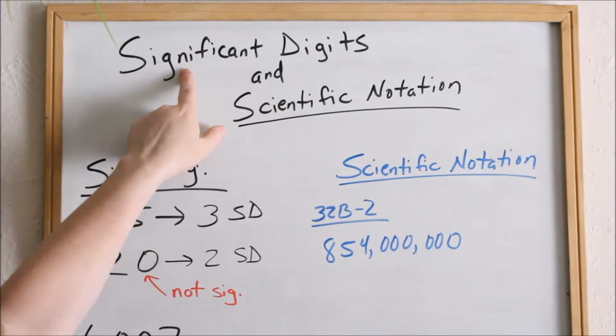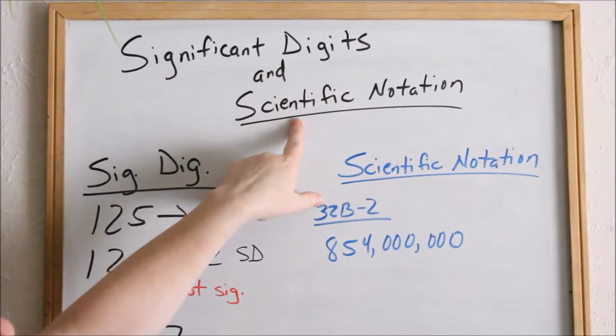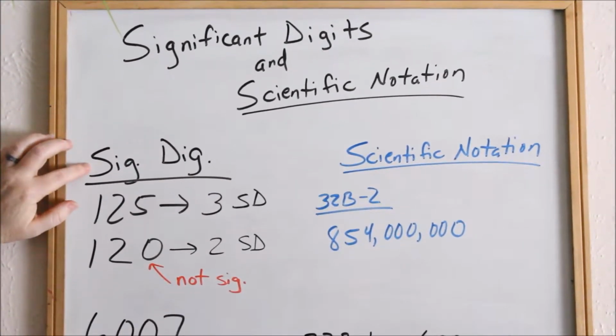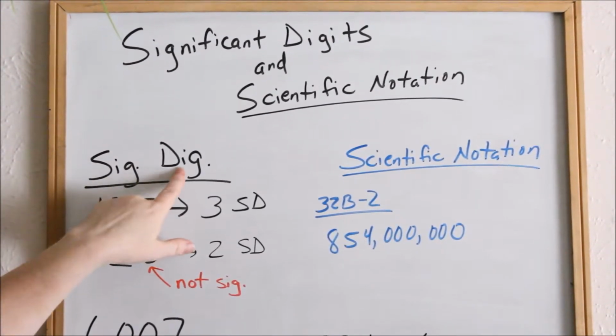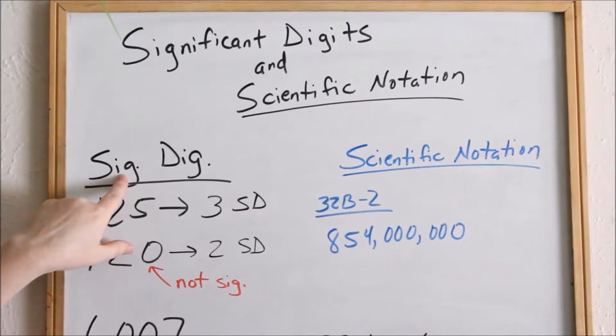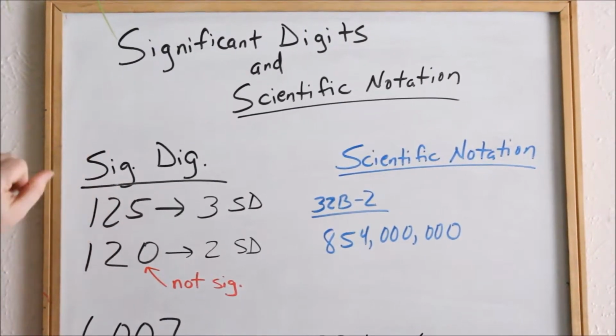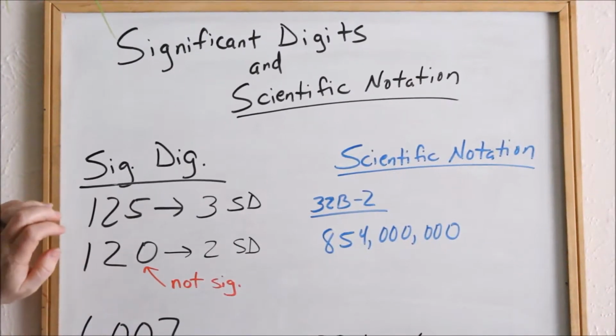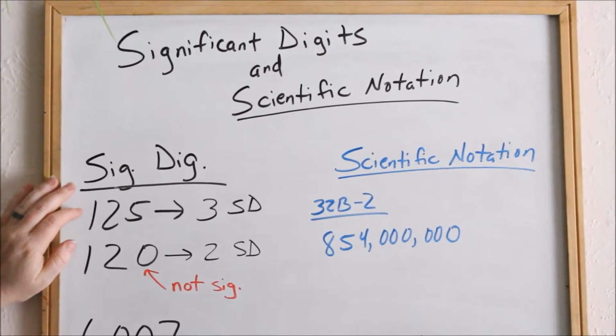Okay, we're going to be doing significant digits and scientific notation. Significant digits, I'm going to abbreviate sig digits. Significant means important. So all these rules that I'm telling you, I did not make up. They are just general rules of math.